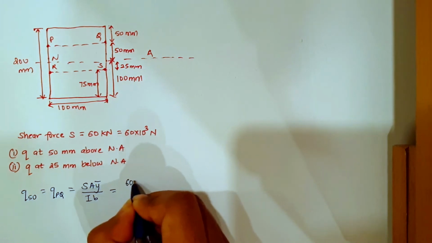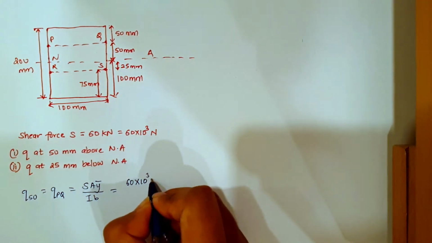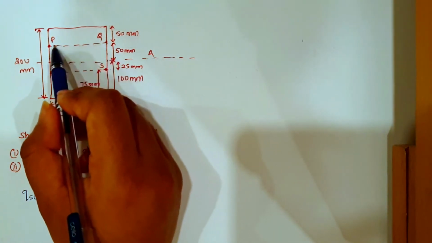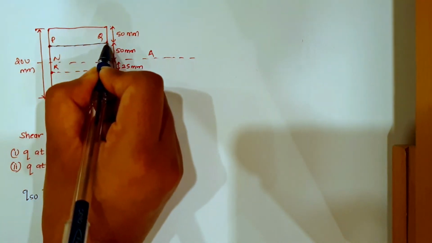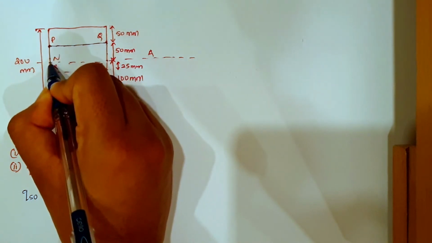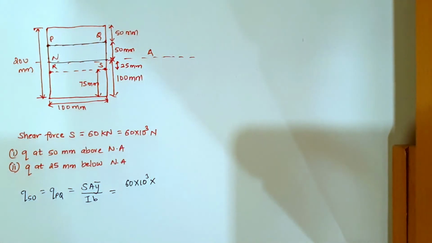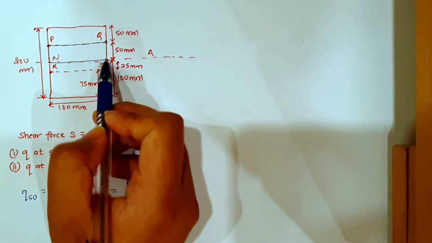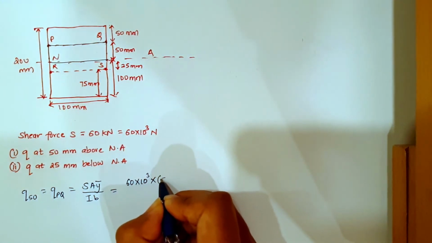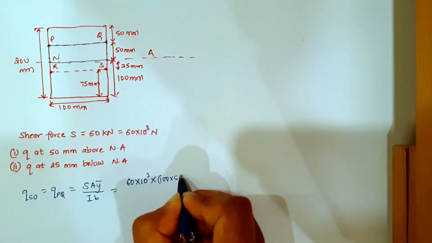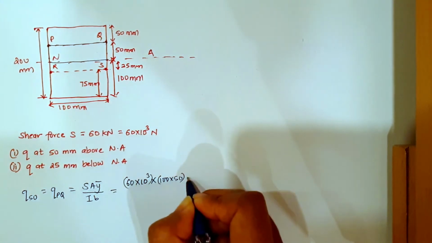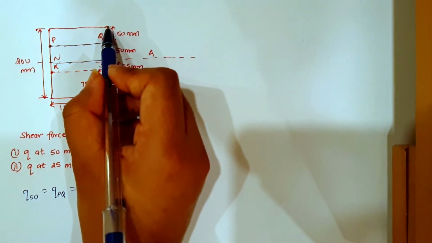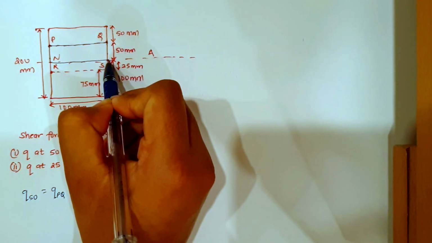It is given equal to 60 into 10 raised to power 3 into area of this section. Now we just need to see area of this section, this much only. So how much will it be? B is 100, depth is 50, so 100 into 50. Area, what will be y bar? Y bar will be, need to come all the way from this point till neutral axis, right?